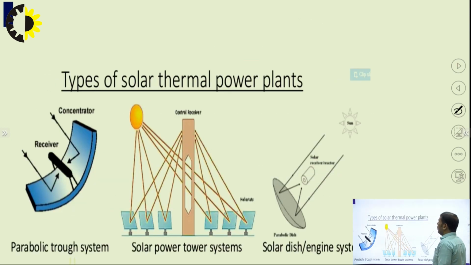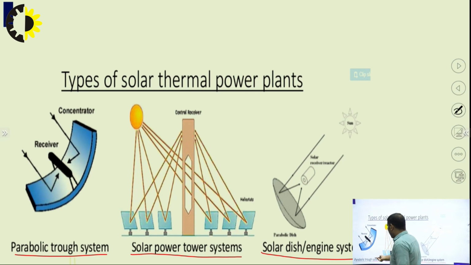Okay. So if you talk about the types of solar thermal power plants, I am going to cover the three most popular power plants in today's lecture. The first one is the parabolic trough system, the second one is the solar power tower system, and the third one is the solar dish engine system, or solar engine system. So in the parabolic trough system, you have a parabolic mirror, and we have some receiver and some concentrator. We will see this in the coming slides.